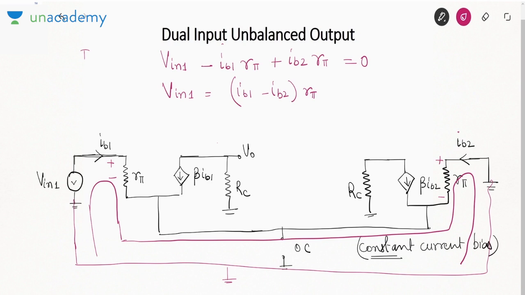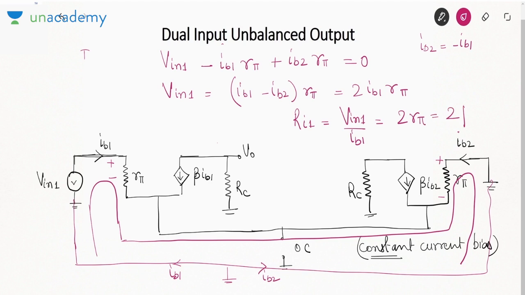But now if you apply KCL, this current is IB1, this current is IB2. So you can say IB2 is equal to minus IB1. So this is 2 IB1 R pi. Which means the differential input resistance, V in 1 over IB1, is equal to 2 R pi, or you can say 2 beta RE. So that is the differential input resistance. You could have applied the source at the second terminal and grounded the first terminal. Is it fine? So that is your choice, but this resistance is always fixed. It is equal to 2 beta RE.